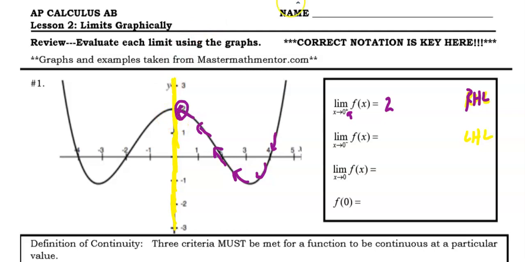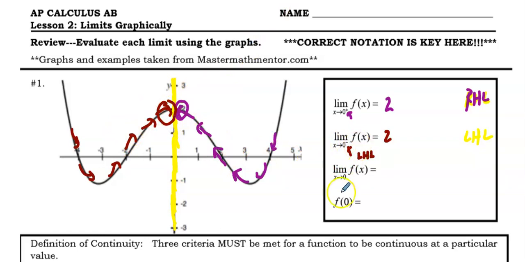Then if I were to ask you to look to the left-hand side, this is our left-hand limit. We start going on the left-hand side, so we're approaching our street from the left. Just like before, we hit our graph at x equals 0 at 2. So again, our corresponding y value is also 2.